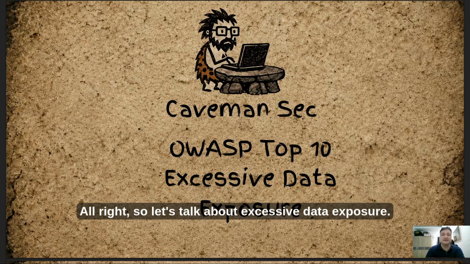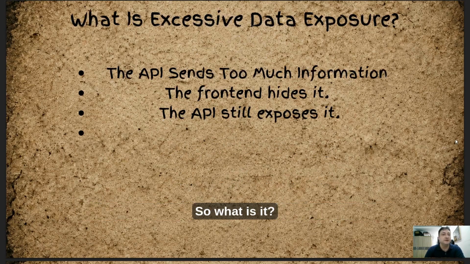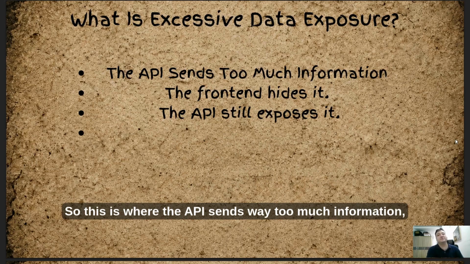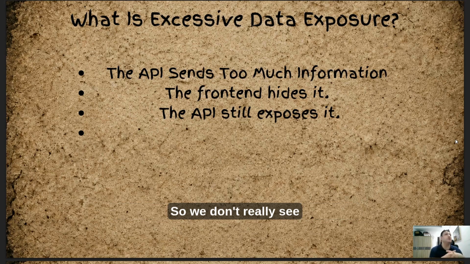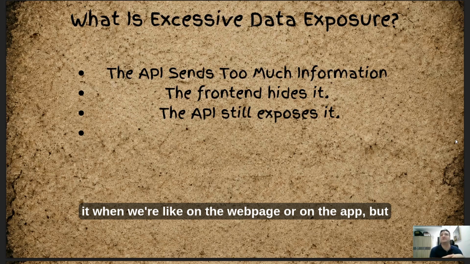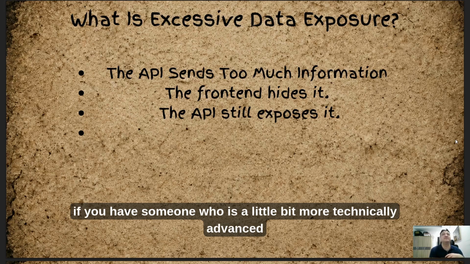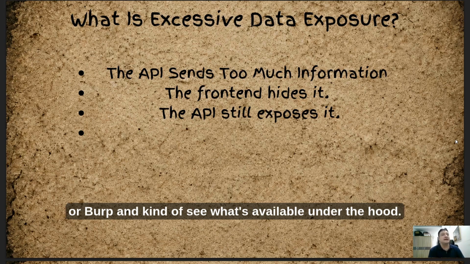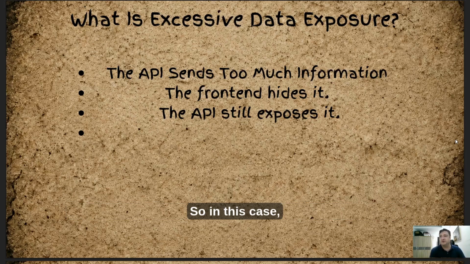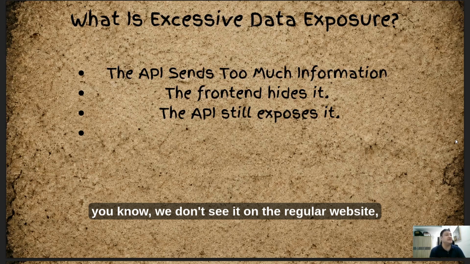Alright, so let's talk about excessive data exposure. What is it? This is where the API sends way too much information, but the cool thing is the front end hides it. So we don't really see it on the web page or in the app, but the API still exposes it. This could be dangerous if someone is a little more technically advanced and says, okay, I'm going to use Postman or Caido or Burp and see what's available under the hood. We don't see it on the regular website, but we do see it behind the scenes.